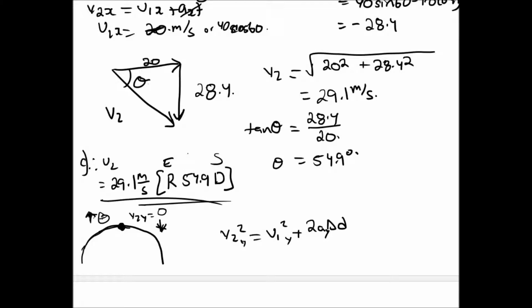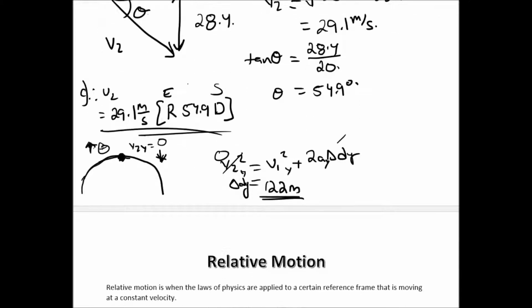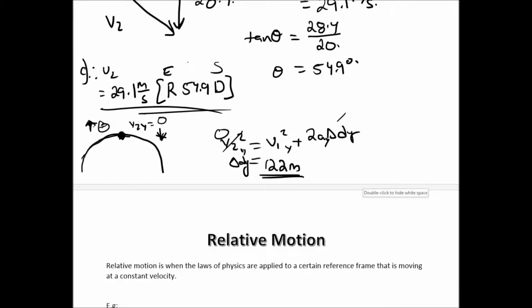So v2 squared is 0 because of this point, so that's gone. What's v1 squared plus 2a delta d? We know the values of all of them, so just solve for delta dy, and we get delta dy equals, if you put the numbers in, I don't have enough space to do that, 122 meters. So that's the maximum height, 122 meters. Now that's done, that's taken care of.